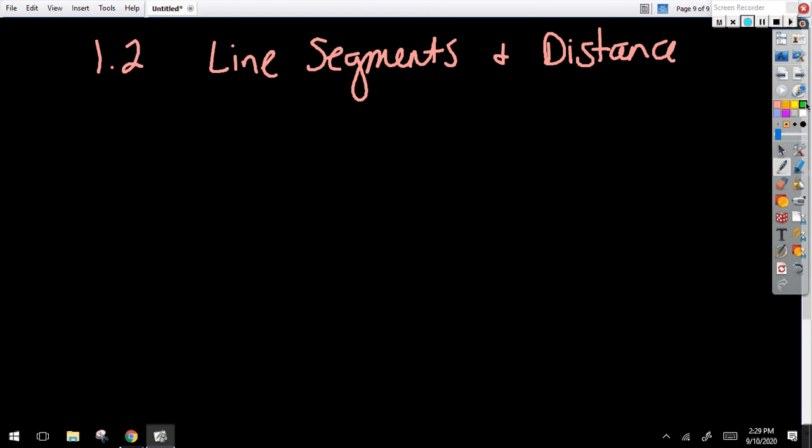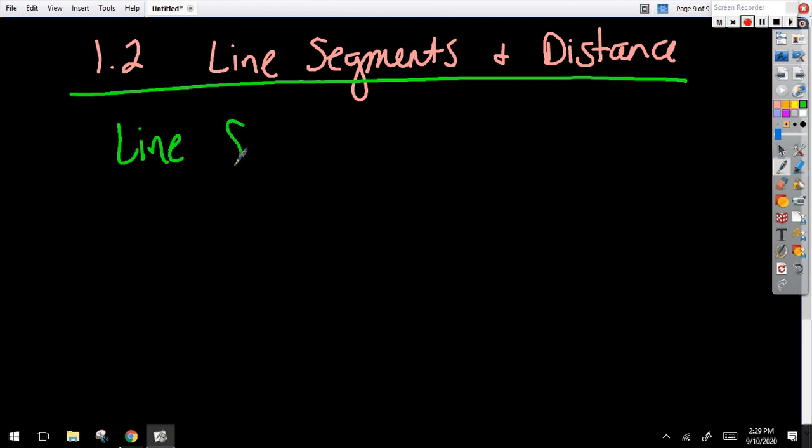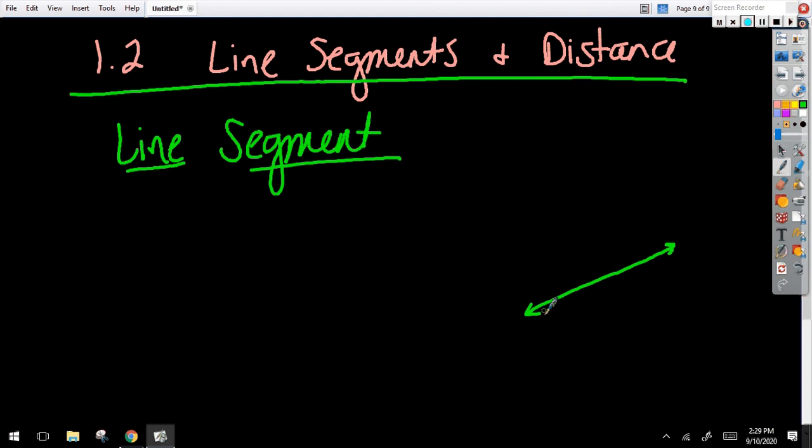So the first thing we need to talk about is a line segment, okay? So what is a line segment? The line segment is exactly what it sounds like. Essentially, it is a piece of a line, okay? It's not infinite. Remember, a line goes on forever and ever, right? If I have this line, it goes on forever and ever and ever. But a line segment is simply a piece of that line, or a part of that line. It can be measured because it has endpoints.